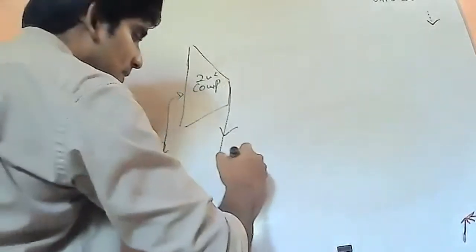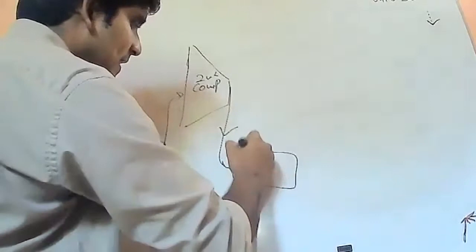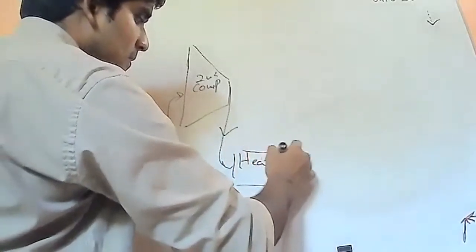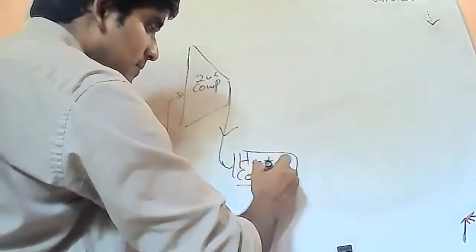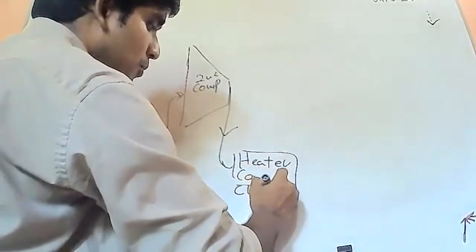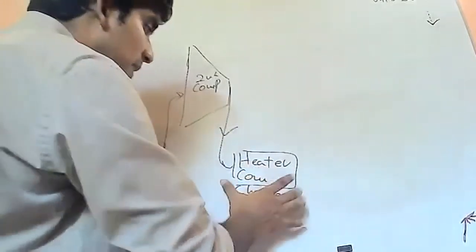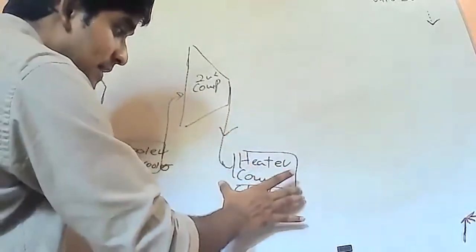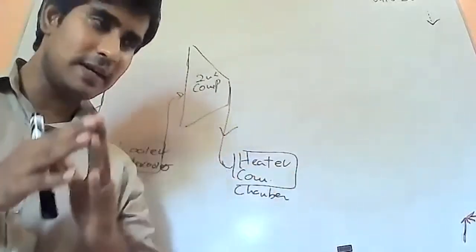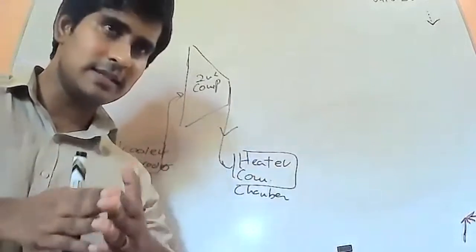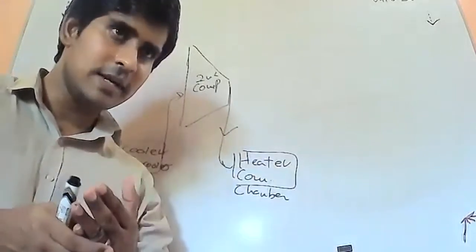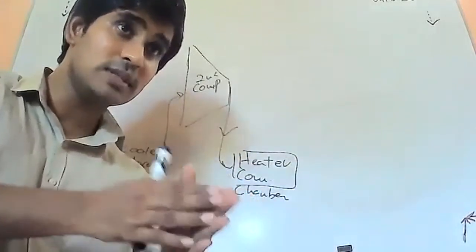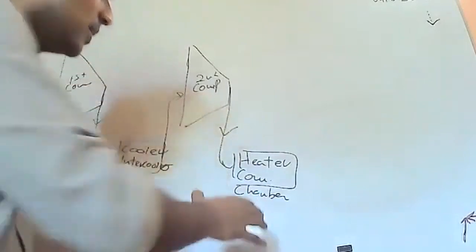So here you can simply say heater, or you can say combustion chamber. No problem. Right. So why are we going to heat? The reason for this heating is that we need to provide the necessary thermal energy, the necessary heat energy, in order for the turbines to do their work. Okay, so that is why we are going to heat.